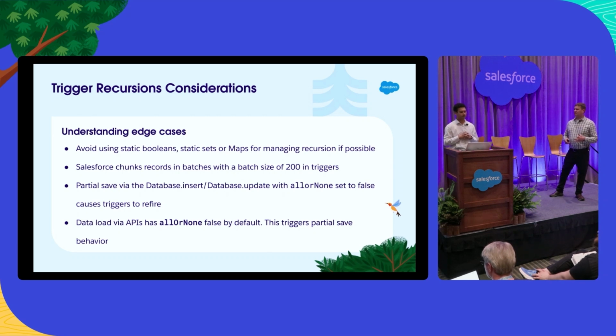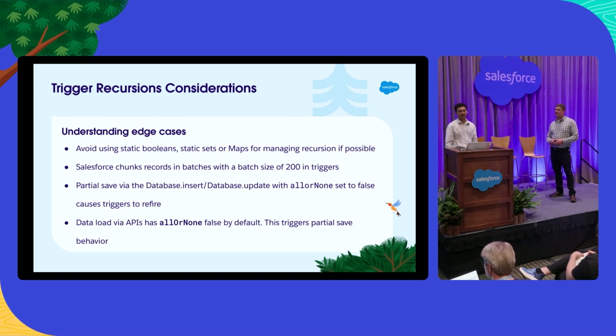So a lot of people will then maybe reach for a set or a map to say, these are the IDs I've processed. But that then also runs afoul of other issues, such as if you use database methods with all or none equals false, it is actually going to attempt multiple times to update that record if some of the records in that transaction fail. So you could actually see the same record multiple times. So you need to consider that as well. So it's not an easy problem.